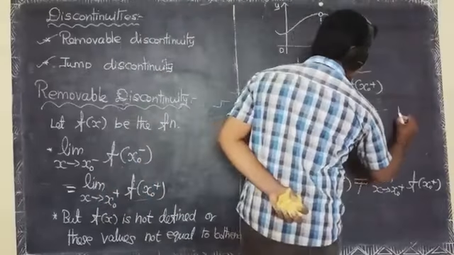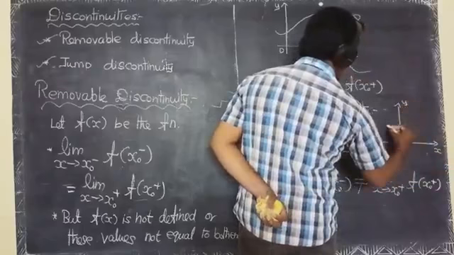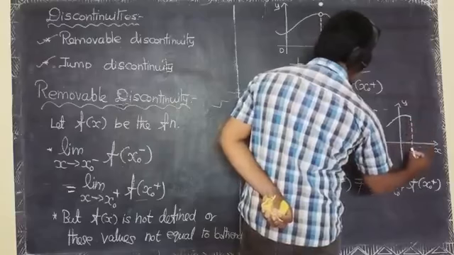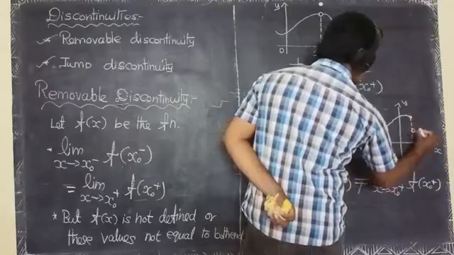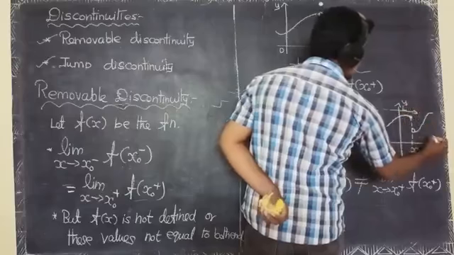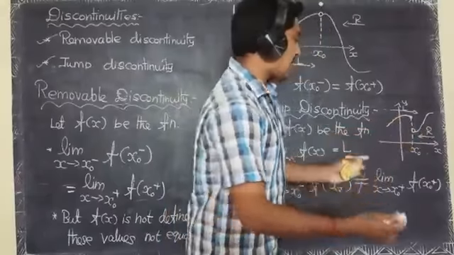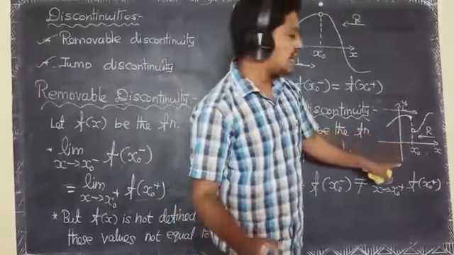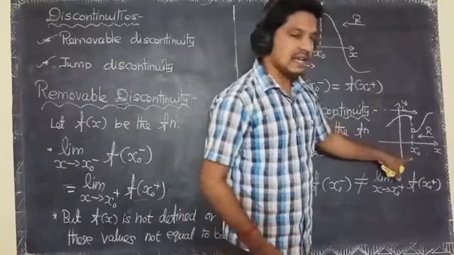For example, on the x, y axes at x naught, this is the left approach, this is the right approach. The left approach and right approach are not equal, therefore the given function is discontinuous, and it is called a jump discontinuity at x naught.